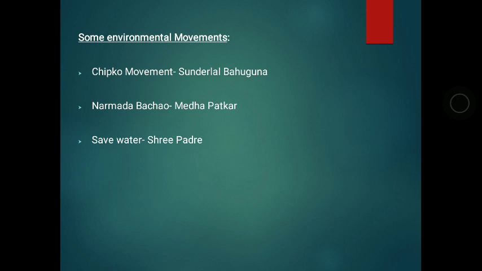So Chipko movement, Narmada Bachao, all these things we will not go into details, but these are some of the environmental movements which had an impact. So Chipko movement is nothing but the people wanted to construct an industry or something, and the people of that area didn't want the trees to be cut, so they went and hugged the trees, so they became Chipko, and so on and so forth, it became a Chipko movement.